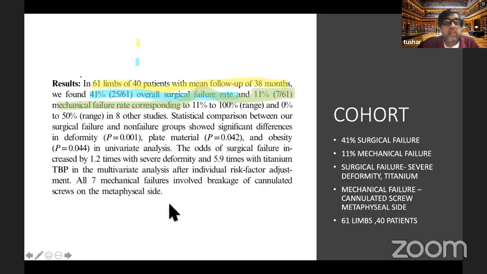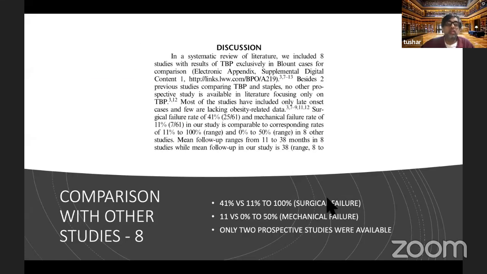Okay. All the 7 cases in which they had mechanical failures involved breakage of the cannulated screw on the metaphyseal side. So there are 3 things here: deformity, plate material, and obesity. These are the 3 things which they found to be very significant. So how severe was the deformity? Is the patient obese? And what was the plate material? So they found comparable failure rates as compared to any other study.